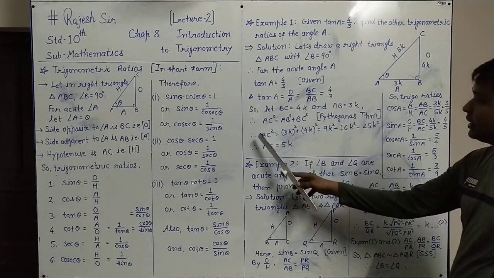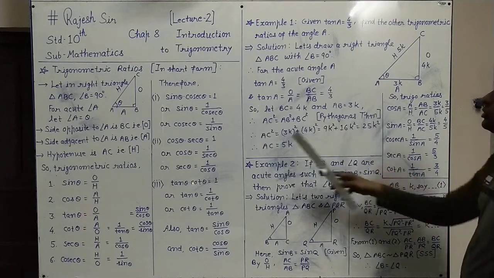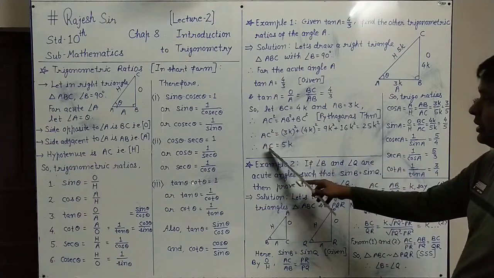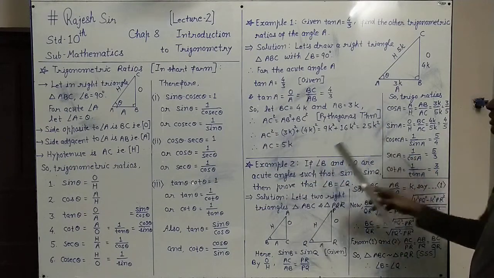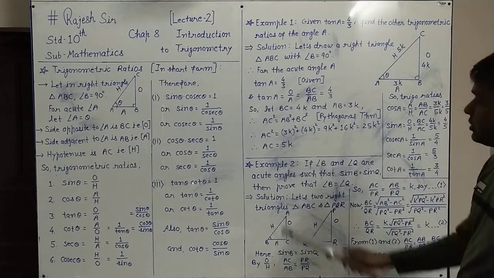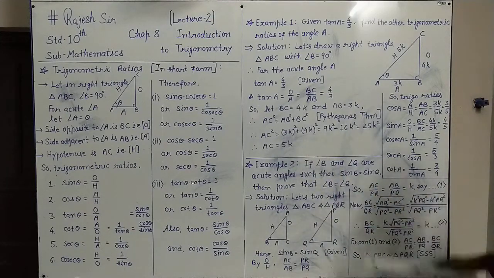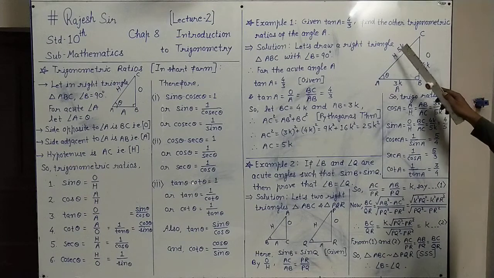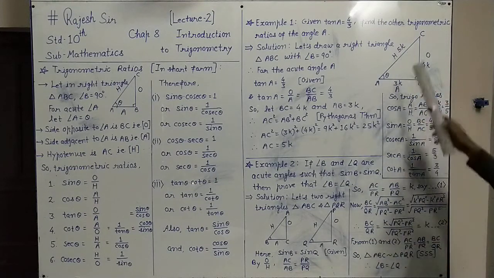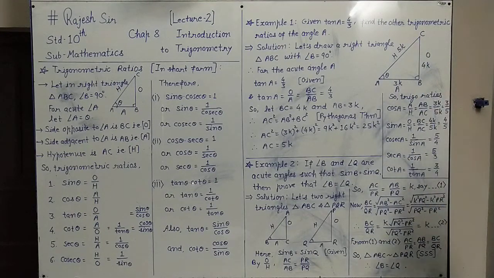To get AC we have to take the root on both sides. So root of AC square gives AC and root of 25K square gives 5K. So AC is 5K, that is H, the hypotenuse, also. So the hypotenuse is 5K. We got the third side also, that is the hypotenuse. Now all the remaining trigonometric ratios we will get.